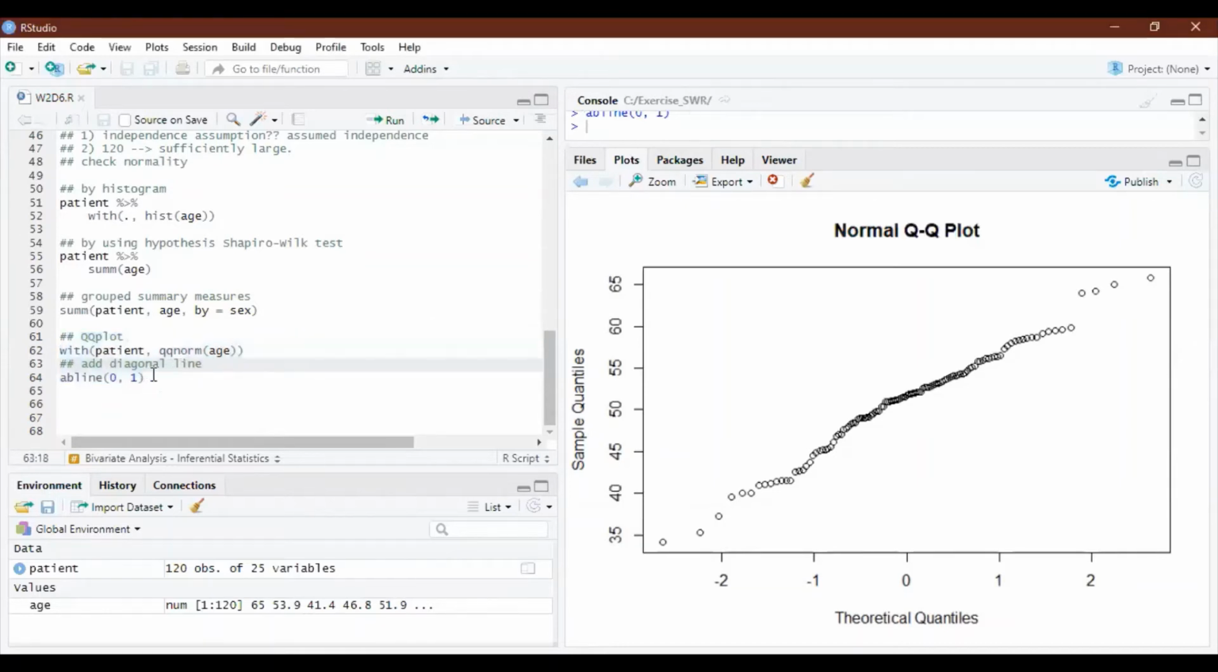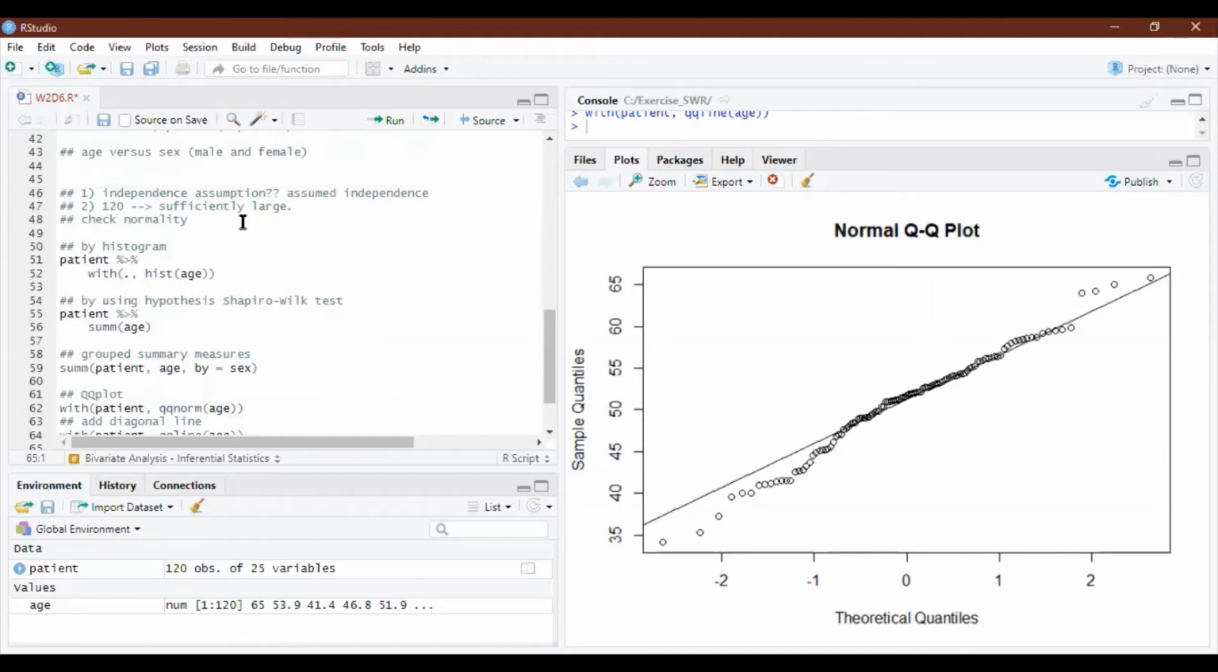To add a diagonal line, what you can do is QQ line. We give it patient, and then we give it QQ line age. At least this is what we can do. Anyway, we will delete this. So this is how you check the normality.